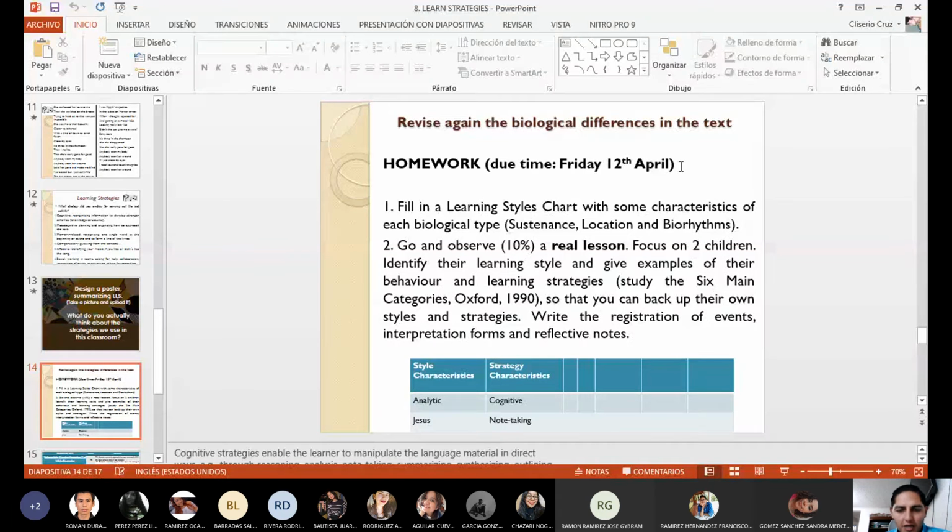Something we didn't check regarding learning strategies is this biological dimension of gender differences, location, affairs, sustenance, and biorhythms. But if you can remember from the literature, sustenance, location, and biorhythms play an important role in the language classroom, and especially for children. So you need to be really careful with them.